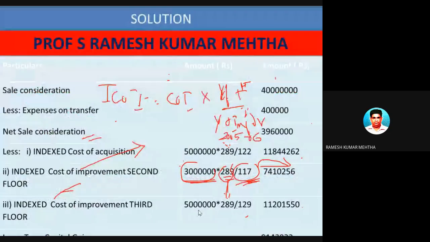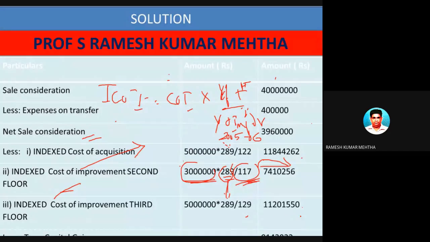So 15 lakhs into 289 by 129 is 1 crore 12 lakhs 1,550. 50 lakhs is the cost of improvement into the inflation index of the year in which the asset was transferred, that is 289, by 129, that is the cost of inflation index of the financial year in which the improvement took place. So you will get 1 crore 12 lakhs 1,550.